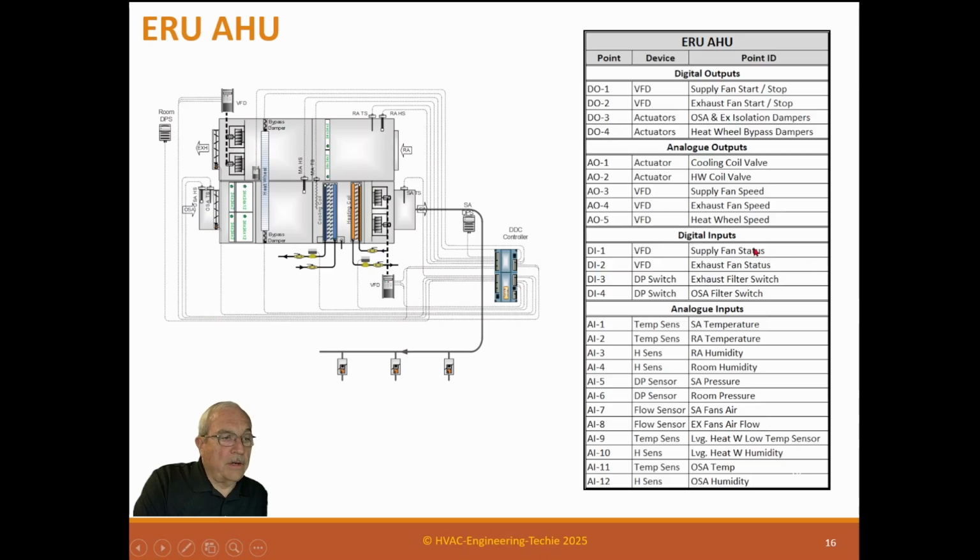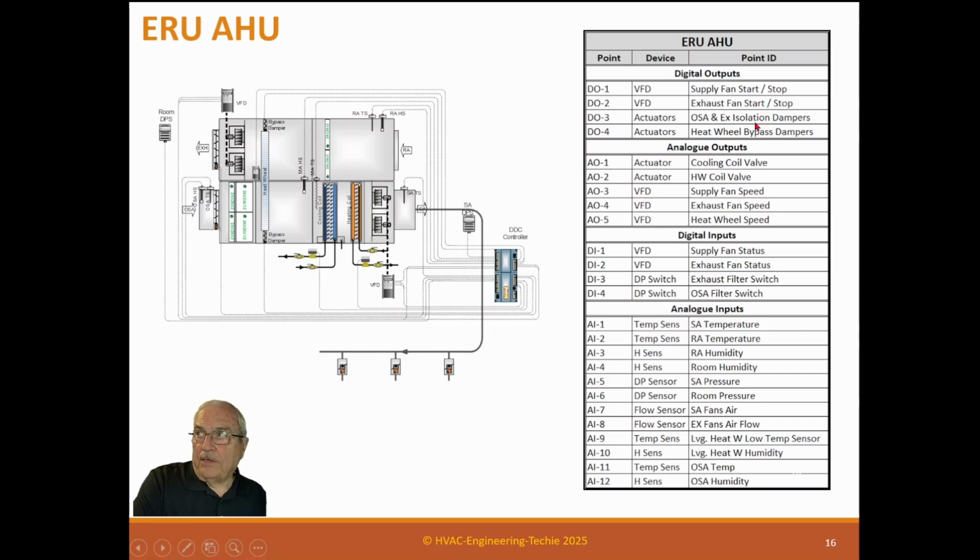Point list for ERUs, larger because it's a bigger unit. DO1 is supply fan start stop. DO2 is an exhaust fan start stop. Now these show array fans, so there's a lot more than one fan, maybe 6, 8, 10. But normally a point list, this will start all of them, whether they're on a single VFD, all the fans are one VFD, or if every fan has a separate VFD, it's just only one set point.